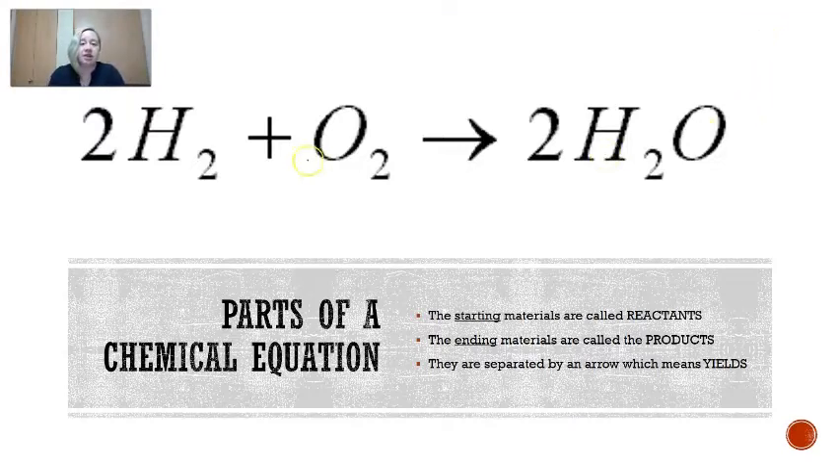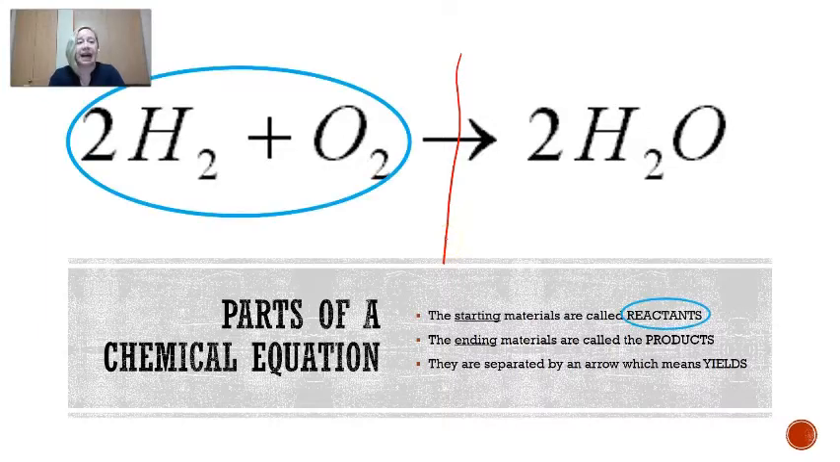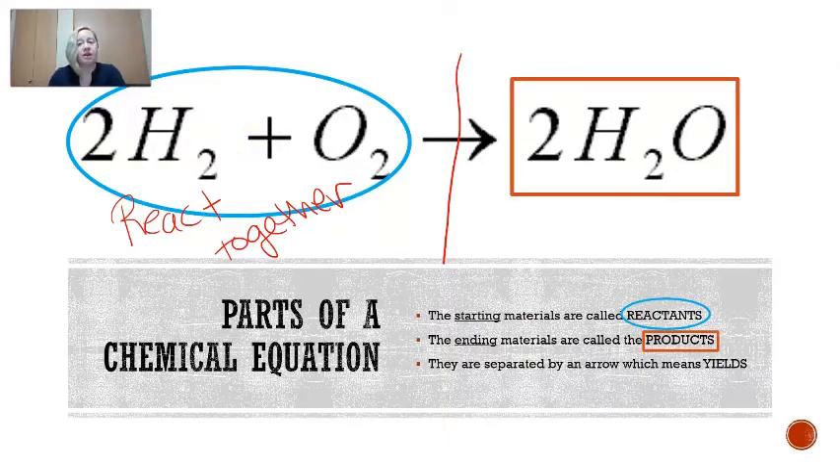The starting materials are the materials on the left half of the equation. Usually we split it down the middle, where the arrow is. The left half is the starting materials, and they are called the reactants because they are the things that will react together. The ending materials are called the products because this is what is produced during this chemical reaction.